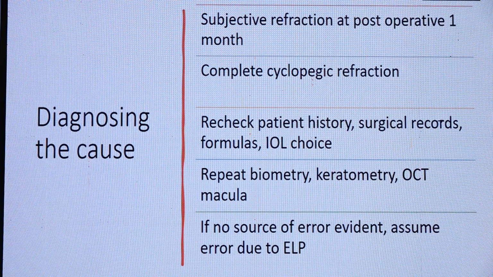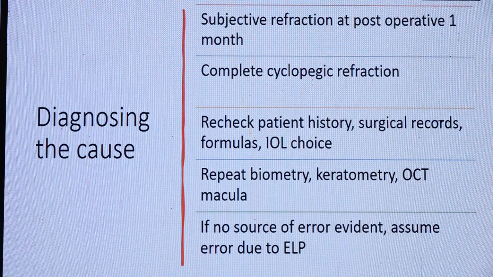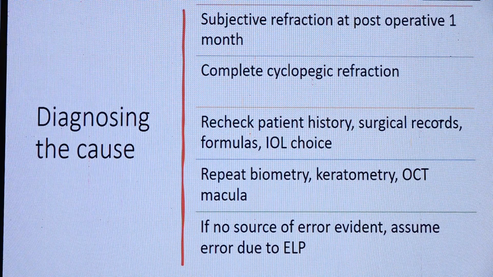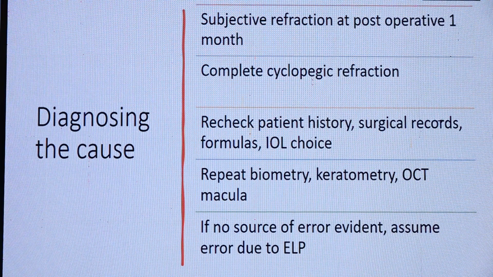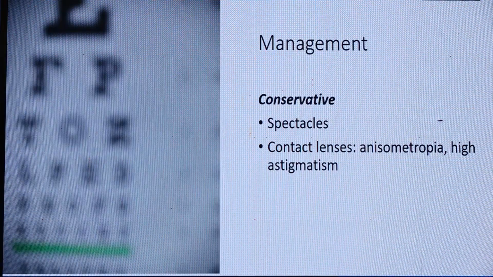And now, how do we diagnose the cause? We should always wait for 1 month till the refraction gets stabilized after surgery. Then we need to go for a complete cycloplegic refraction. We have to recheck the patient's history, reevaluate the surgical records of the patient, and see which IOL we have implanted. So we have to repeat everything. And if no source of error is evident, then we have to presume that it is because of improper effective lens position.